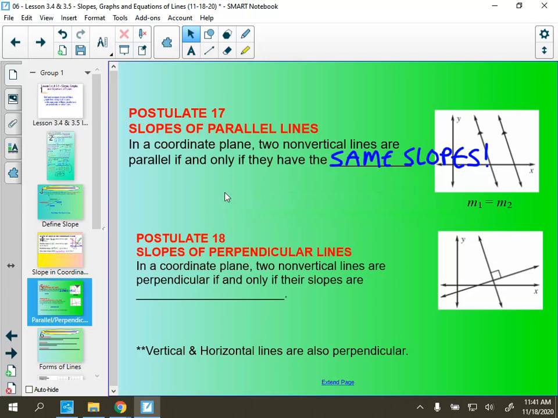So, two horizontal lines would both have a slope of 0. All right, so they have the same slope. And even for vertical lines, because I know this says non-vertical lines, but vertical lines, if two lines both have slopes that are undefined, those vertical lines would be parallel. All right, so same slopes, that's the big takeaway. Parallel lines equals same slopes.